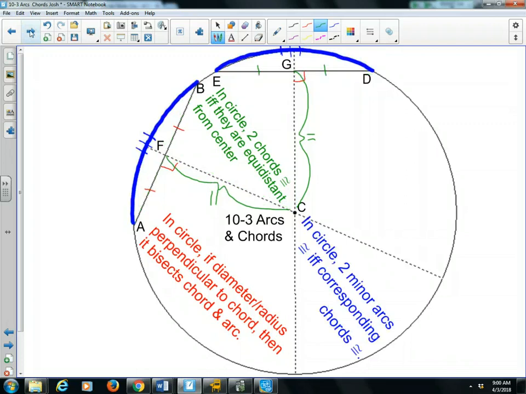The third one: in a circle, two minor arcs are congruent if and only if their corresponding chords are congruent. So if we know that AB, that chord, is the same length as segment ED, that chord, then we could say arc AB is congruent to arc ED. Okay? There's our third circle book property.